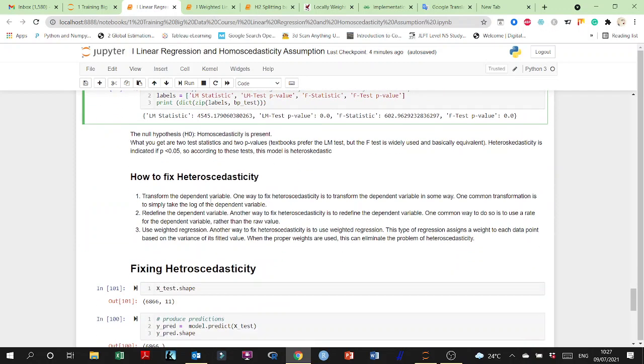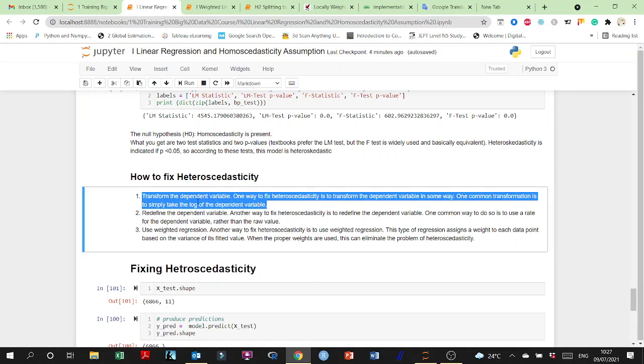How to fix heteroskedasticity? The first way is a log transformation, for example, or any kind of transformation of your dependent variable. We already did a transformation. If you want to try other transformations, try the square root transformation, for example, and see how it performs. But since we already tried the log transformation, I would like to show you other ways of dealing with heteroskedasticity.